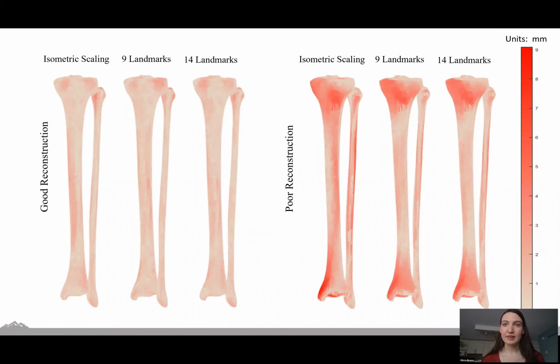And you can see in the set on the right here that the darkest red areas, indicating the largest errors, occur in the isometric scaling reconstruction, particularly at the medial malleolus and in the diaphysis of the fibula here, and that those errors are reduced in the shape model reconstructions.